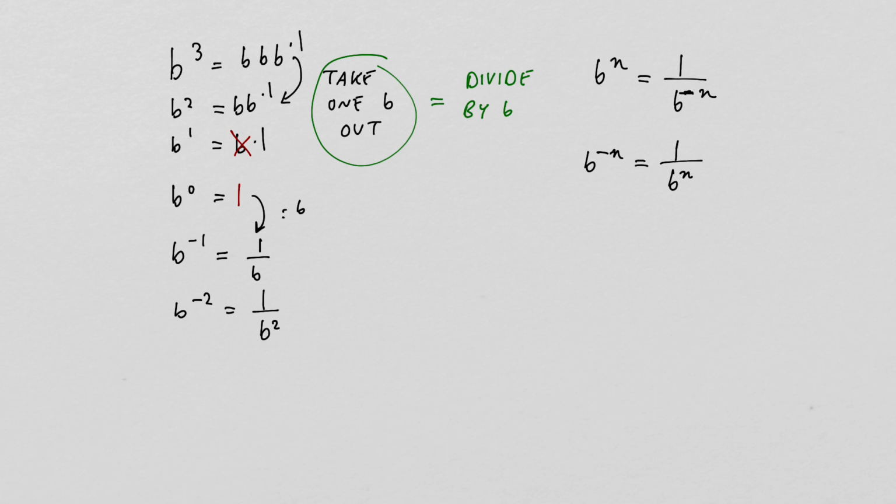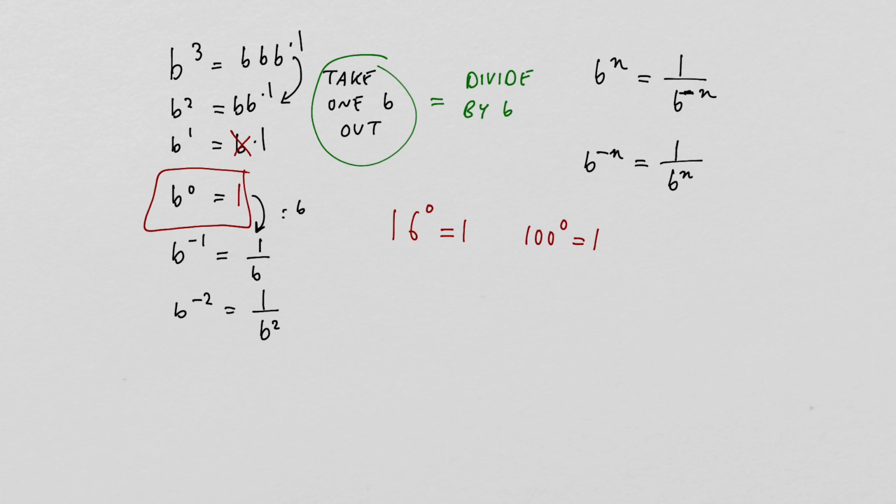Well, some numerical examples, so let's see. If we think about the rule that any number to power 0 is 1, for example 16 to power 0 is 1, and also 100 to power 0 is 1.